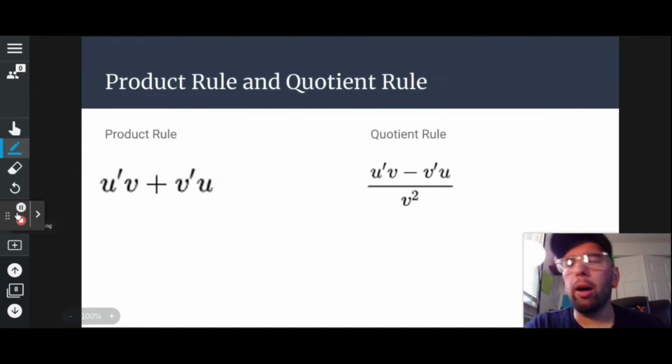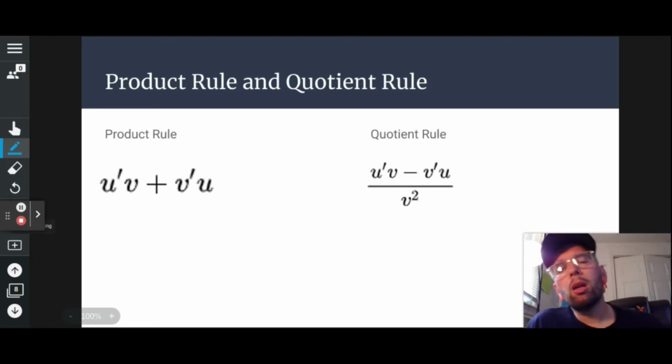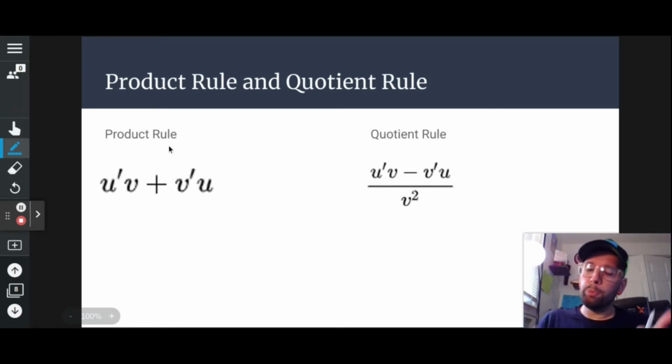All right, let's talk about product rule, quotient rule, and then eventually chain rule. If I give you two things that are multiplied together and I ask you to differentiate it, to take the derivative, you're going to set the first thing to u, the second thing to v, and then it's going to be u prime v plus v prime u.